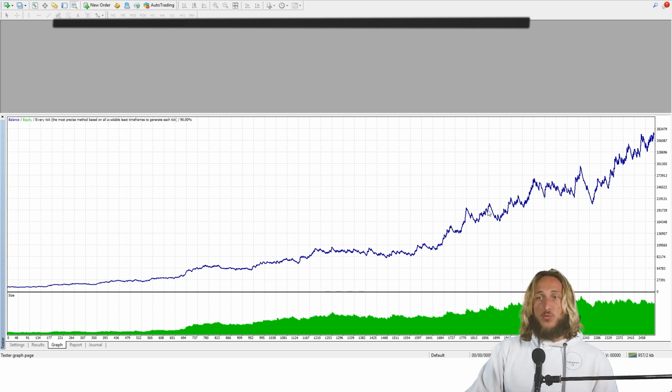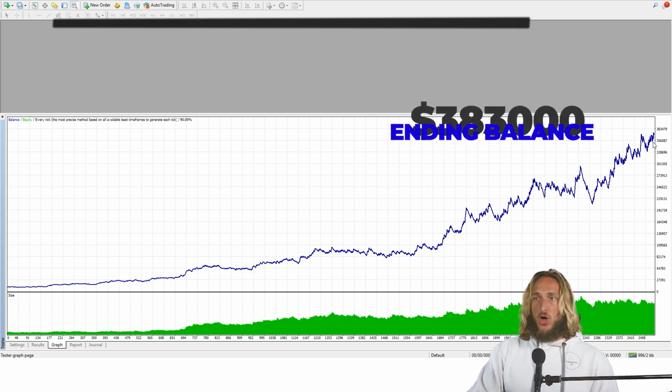Obviously, there are periods in which it performs worse. For example, here we have some sideways, here we have some drawdowns, but overall, you want to see a positive performance. We went, in fact, from the starting balance of 10,000 all the way up to 383,000.